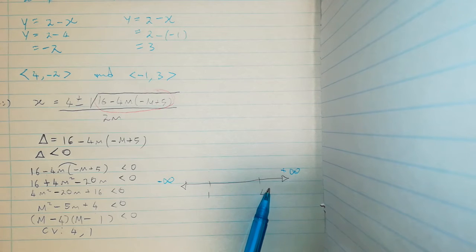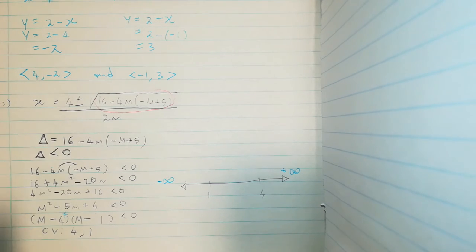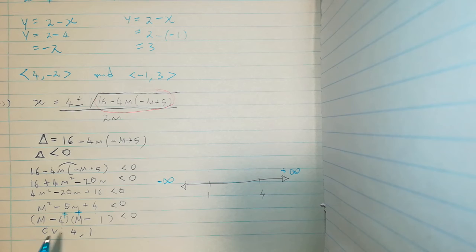You can take 5, you can take 6, you can take 7, you can take 10. Let's take 10. If you plug in 10 in this formula, it will be 10 minus 4, which is what? It's a positive number, right? 10 minus 4 is 6, which is positive. And then 10 minus 1 is 9, which is another positive number.